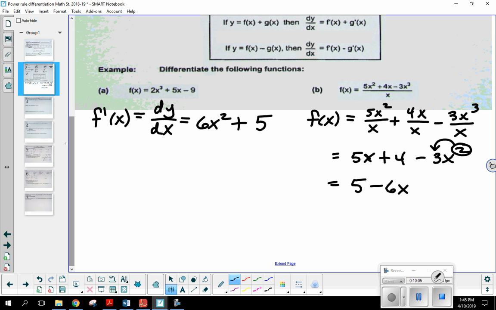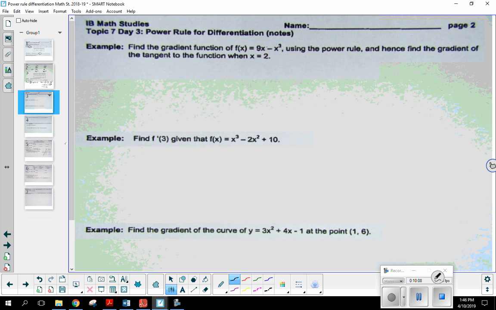Okay. Well, let's go ahead and see what else we got. Find the gradient function for f of x equals 9x minus x cubed using the power rule, and hence find the gradient of the tangent to the function when x equals 2. So this is where we start going a little further. Once we have the derivative, we start finding the slope of a tangent line at a particular location, but then we can also get a little more involved with these. So if f equals 9x minus x cubed, who haven't I talked to today? How about Caroline? What would the derivative of 9x minus x cubed be using the power rule?